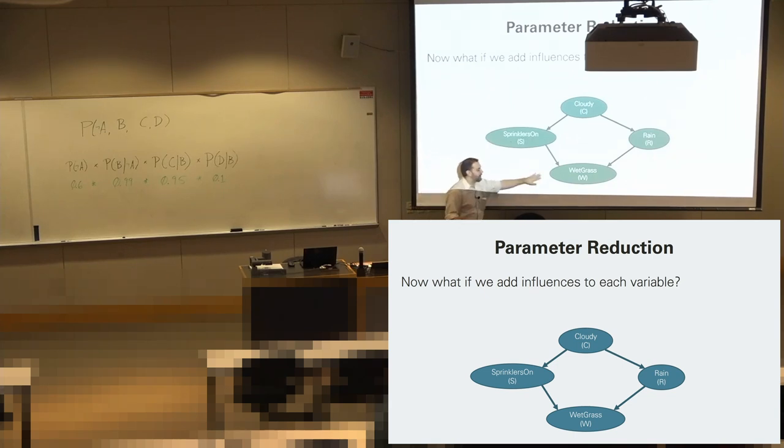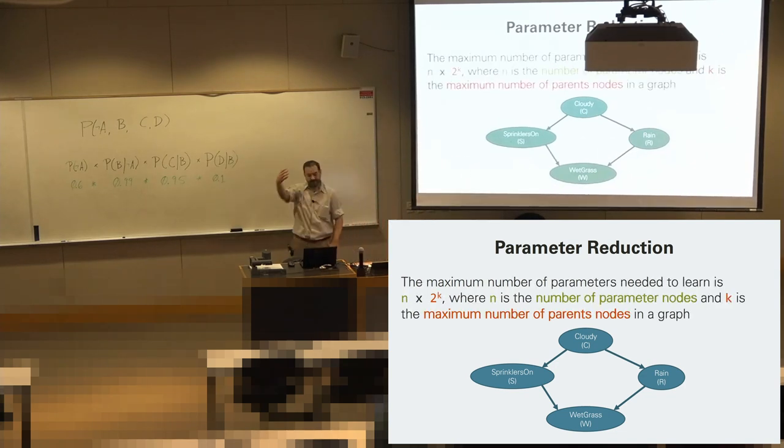My point being, is the grass wet? So when we think about the Bayesian network, instead of it being 2 to the power of n minus 1, this giant exponential problem, it only becomes n times 2 to the power of k. N, how many nodes do I have? K, what's the maximum number of parent nodes that I may be dealing with? Wet grass has 2 parent nodes. Just which node has the most parents, that's your K.